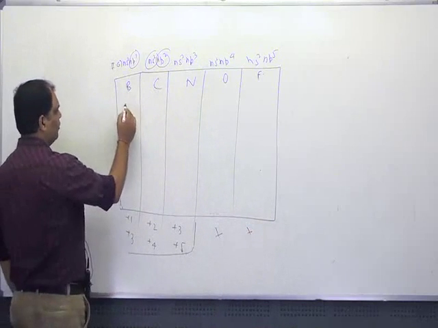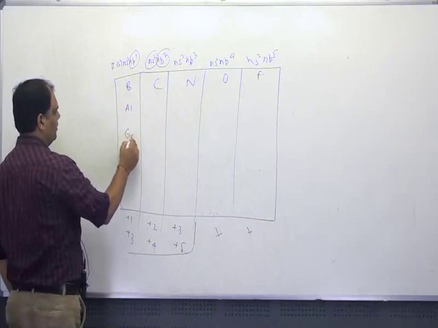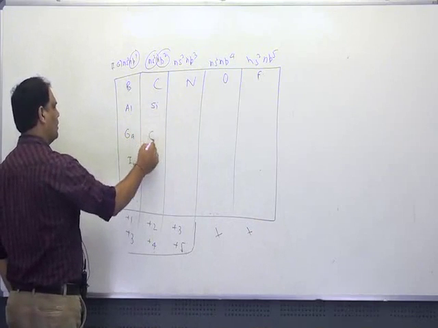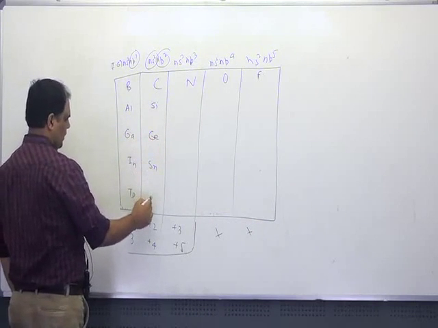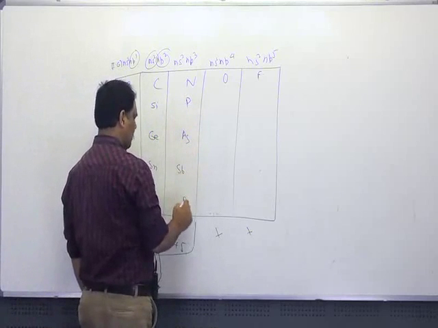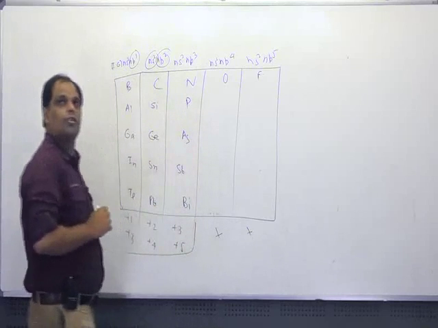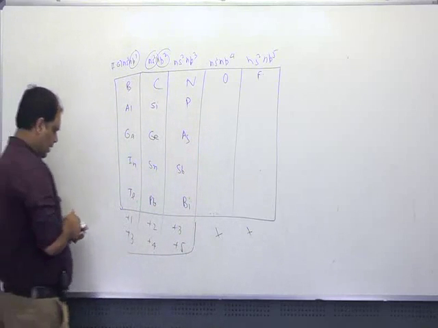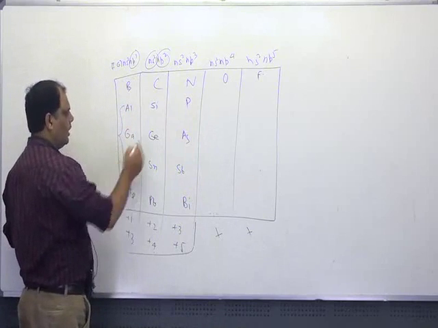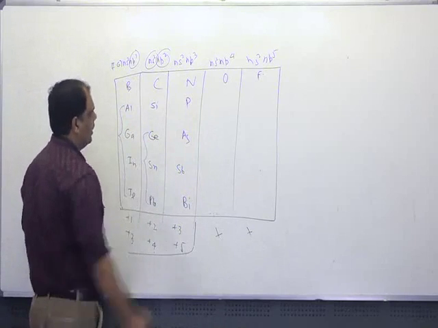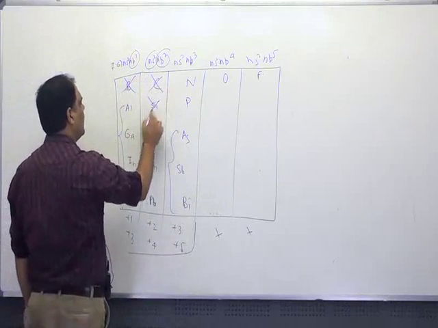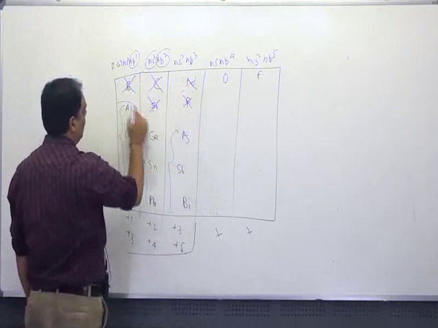The boron family includes boron, aluminium, gallium, indium, and thallium. Carbon, silicon, germanium, tin and lead, nitrogen, phosphorus, arsenic, antimony, and bismuth. Out of these, cationic electrovalency is shown by aluminium onwards here, by germanium onwards here, and by arsenic onwards here. The others do not form cations.